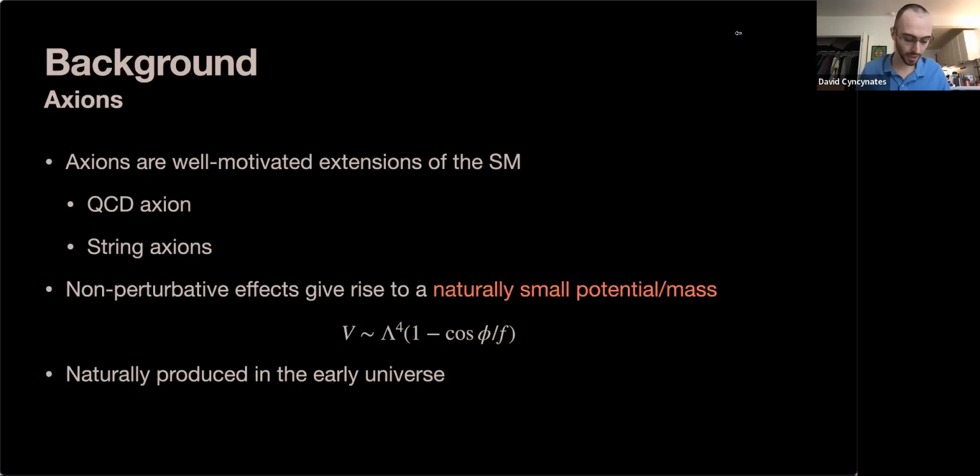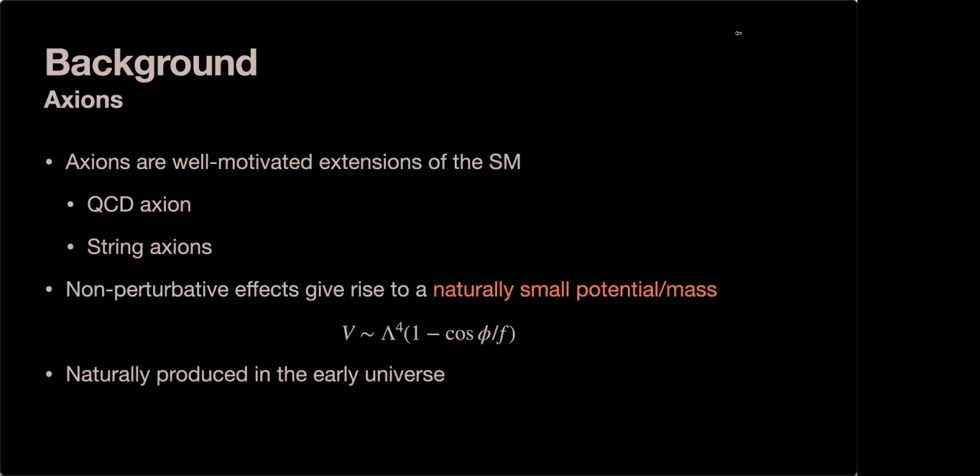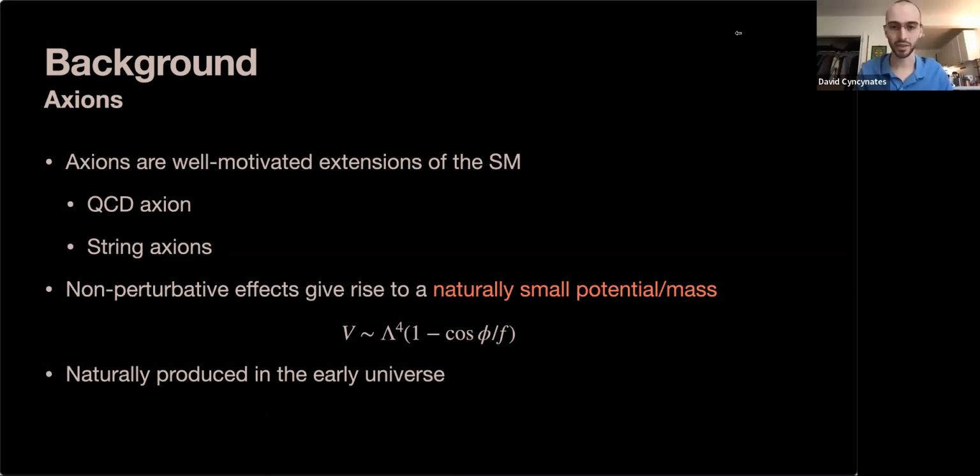So to get us started, axions are well-motivated extensions of the standard model. You have the QCD axion, which is hypothesized to resolve the strong CP problem. And you have string axions, which arise from the complicated topology of the extra dimensions of string theory. Now, in both cases, the axion is a naturally light particle. This is because they acquire their potential purely through non-perturbative effects. In the case of the QCD axion, it acquires its potential through strong instantons, which are down at the QCD scale, and string axions acquire their potentials through stringy instantons.